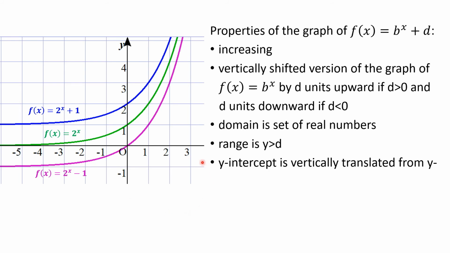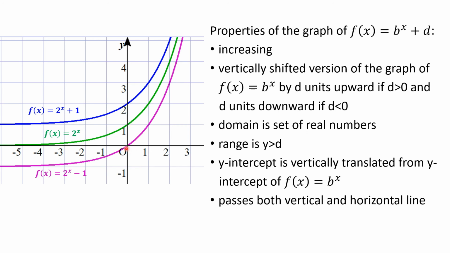Next, y-intercept is vertically translated from y-intercept of f of x equals b to the x. So again, from 1 being the y-intercept of f of x equals 2 to the x, it is translated 1 unit upward because the value of d is positive 1. So it becomes 2. And here, since the value of d is negative 1, it will be translated 1 unit downward. So it becomes 0. And each of the graphs passes both the vertical and horizontal line tests.